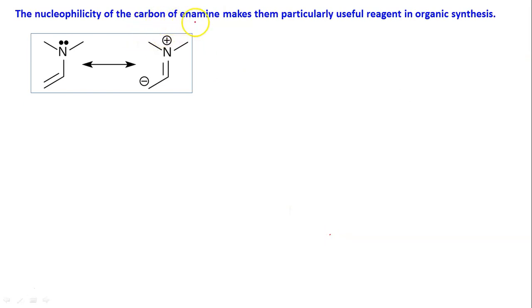The nucleophilicity of the carbon of the enamine, that is, we are talking about this carbon. The original carbonyl carbon is this one, right? So this carbon is the adjacent carbon, that is the alpha carbon. So this alpha carbon is nucleophilic in nature because of this type of resonance. There will be a negative charge, so this will act as a nucleophile. Now this nucleophilicity of the alpha carbon of the enamine makes it a particularly useful reagent in organic synthesis.